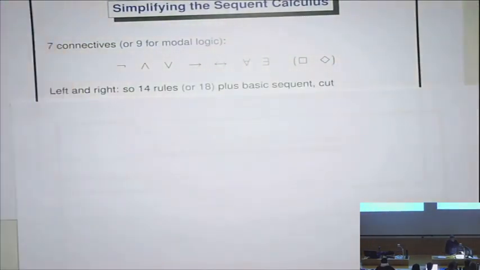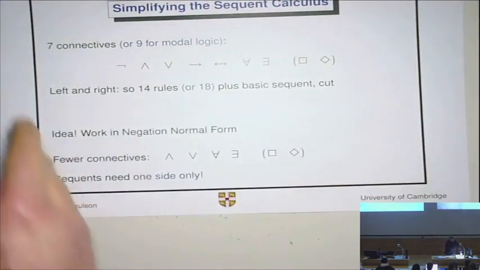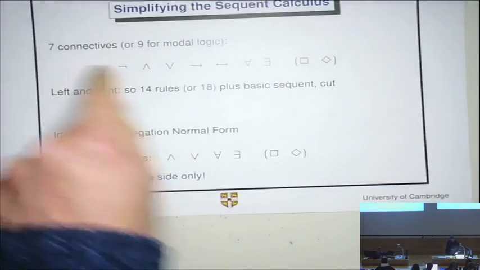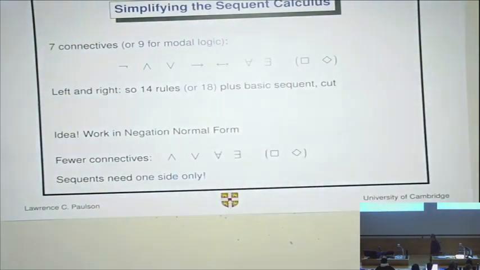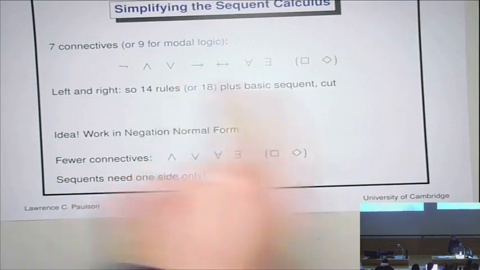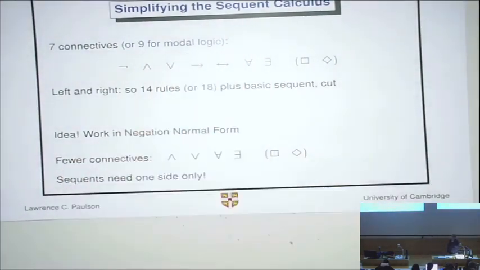So with all these connectives, we have lots and lots of rules because we have two rules for each connective. Maybe those two. Actually, we never had the modal operators and quantifiers at the same time, but you can. So that's an awful mess. So somebody, somewhere, at some point in time, thought of simplifying the sequent calculus by working in negation normal form.